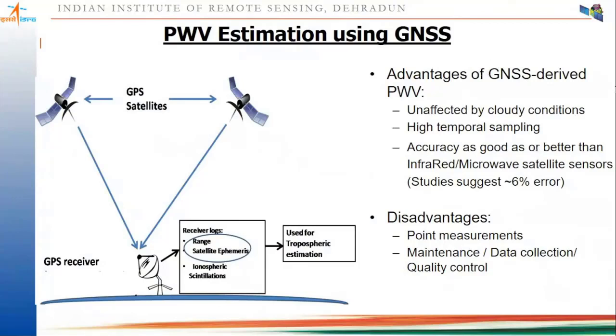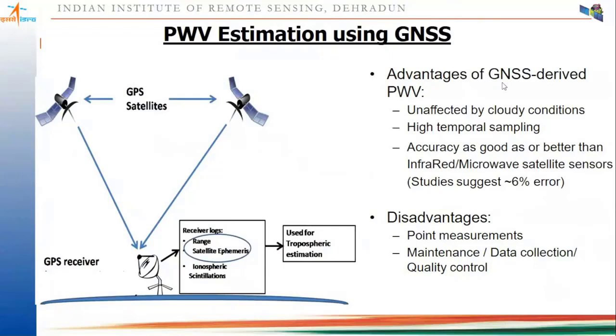Accuracy is as good as or better than infrared and microwave satellite sensors. Studies suggest less than 6% error. But there are some disadvantages, or points, which need to be addressed here. One is that it is a point measurement. You are fixing one receiver, and then you can get information surrounding that receiver only.